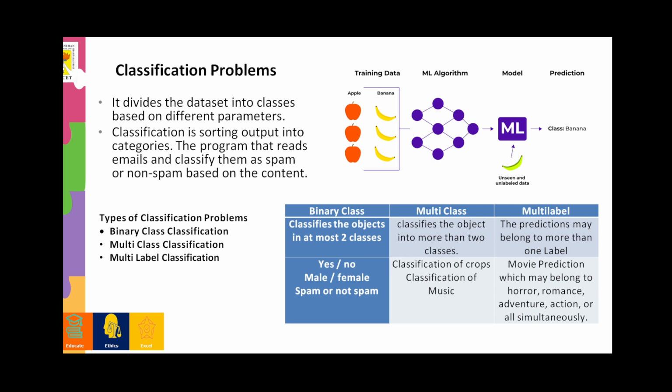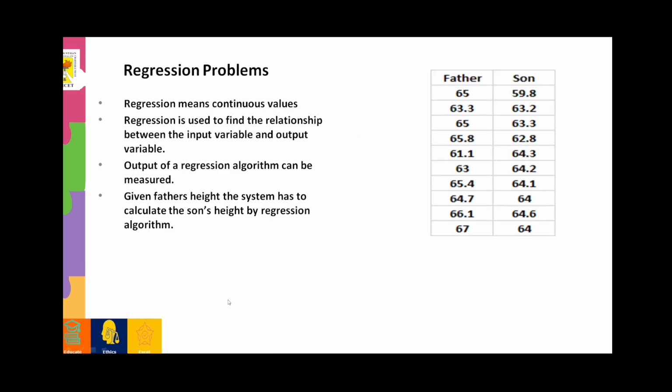To move on with multi-label classification, the predictions may belong to more than one label. Let's take an example of movie prediction. A movie can belong to horror, romantic, adventure or action. Or let us take an example of a movie that deals with horror and romance and adventure, where you have multiple labels combined together. So this is the best example of multi-label classification.